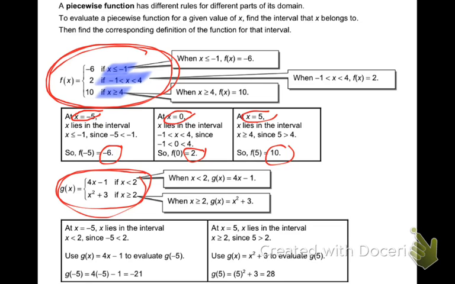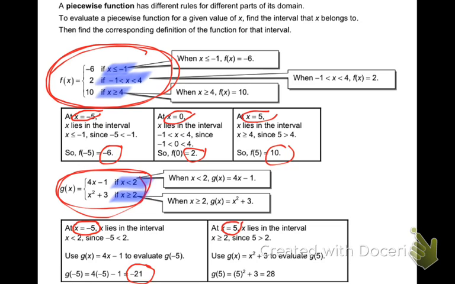Same thing. It's a piecewise function because I have if x is less than 2 or if x is greater than or equal to 2. Notice I have x equals -5. -5 is less than 2. So I take that value and plug it into the top function. 4 times -5 minus 1, and I got -21 there.